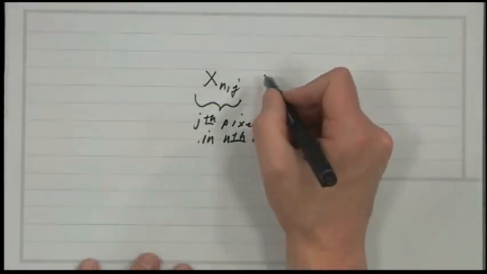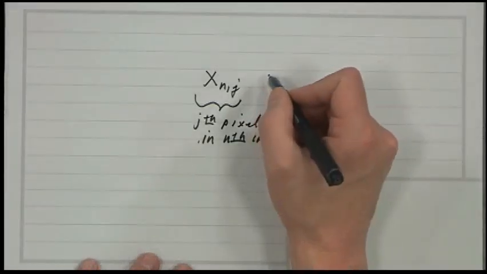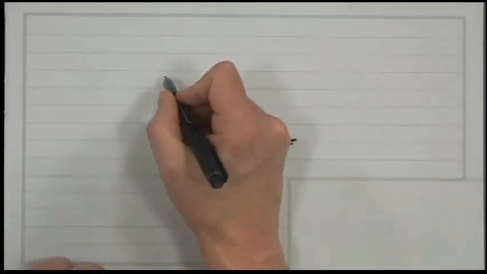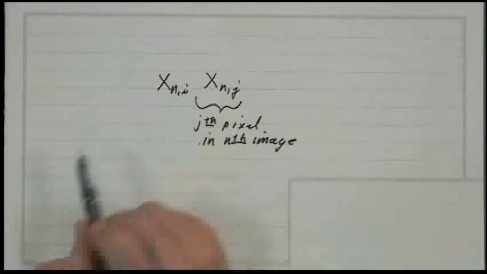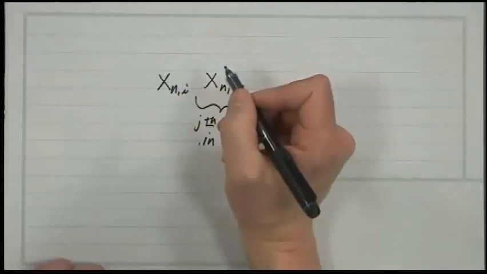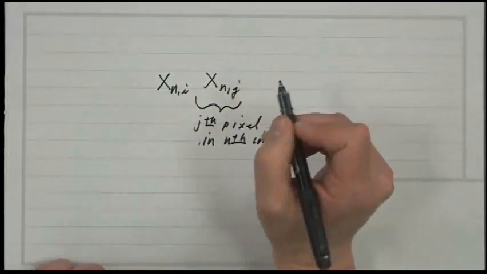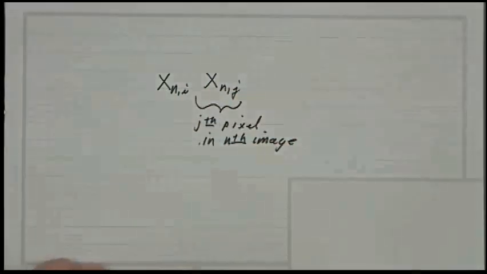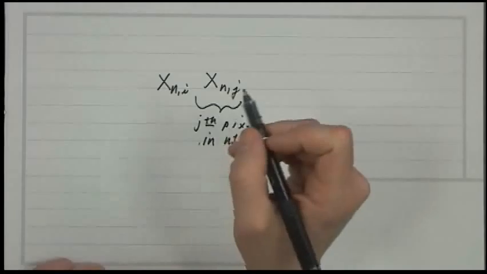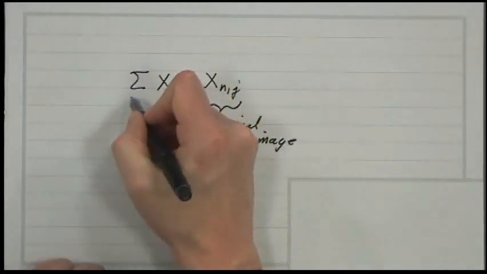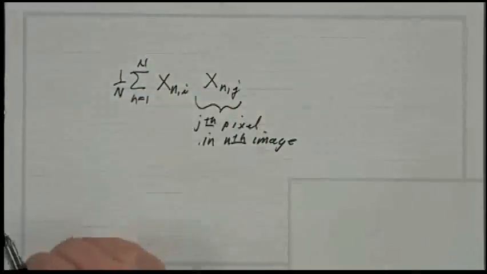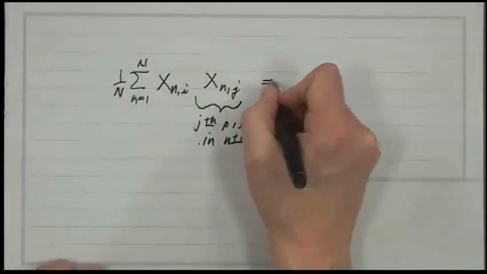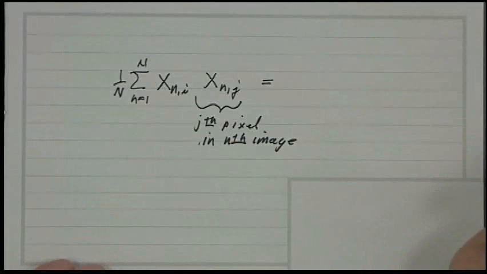Then if you take x n j, and you multiply that by x n i, this is the ith pixel in the nth image, right? Now what you do is you sum this from n equals 1 to N, and you divide by N. So this thing then is what we call the sample covariance.